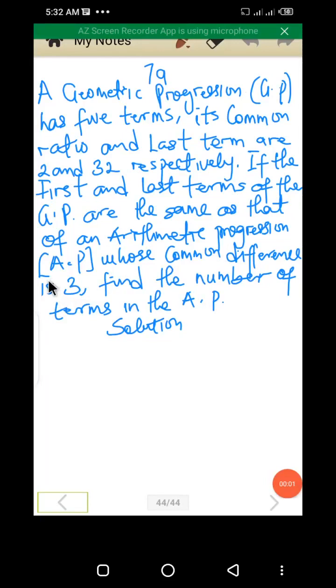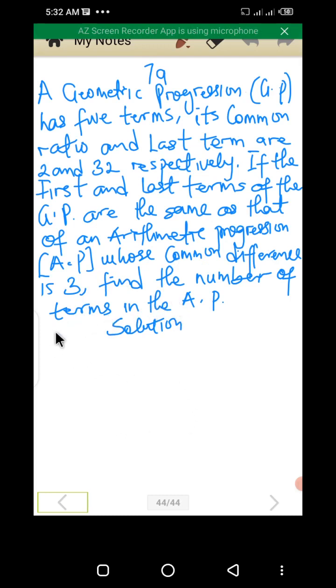A geometric progression, GP, has 5 terms. Its common ratio and last term are 2 and 32 respectively. If the first and the last terms of the GP are the same as those of an arithmetic progression, AP, whose common difference is 3, find the number of terms in the AP.